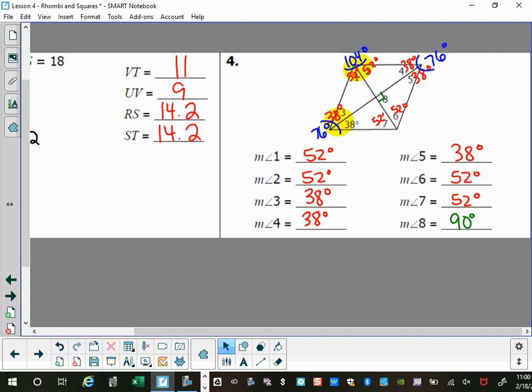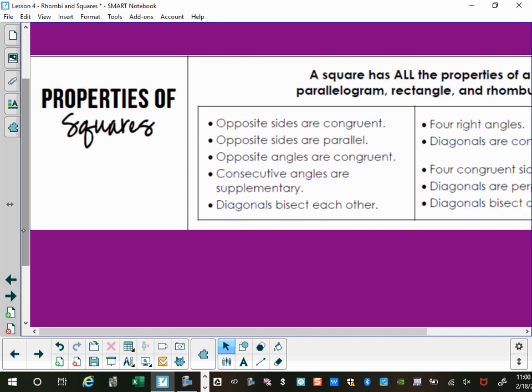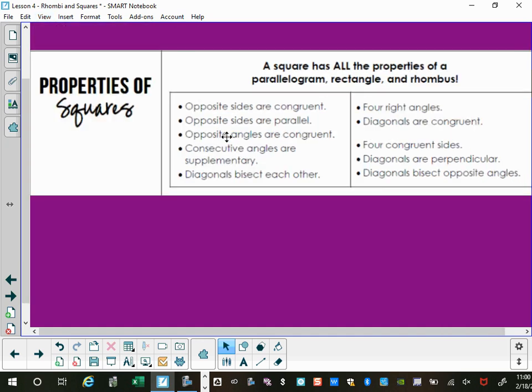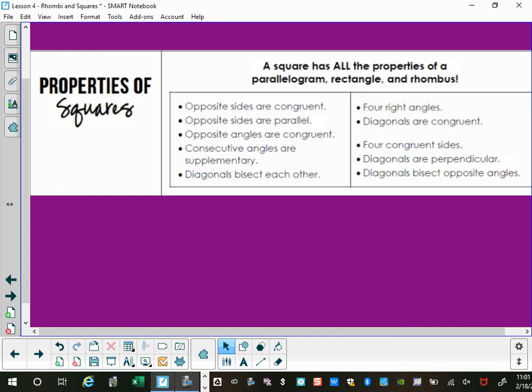All right, let's turn the page to properties of squares. Number 5. As far as you know, a square is a parallelogram, a rectangle, and a rhombus. All of the properties that we've done apply to being a square.